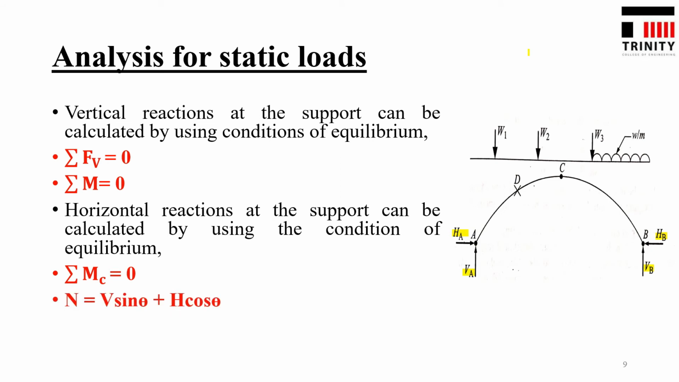And next, you may be asked to find the normal thrust and radial shear at any section of the given arch. For such cases, the normal thrust can be calculated by using the formula N = V sin theta + H cos theta, where H is the horizontal thrust which is constant throughout the section and V is the vertical shear, similar to beam shear force at any section. And radial shear Q is equal to V cos theta minus H sin theta. So these are the important points that you have to keep in mind while doing problems.